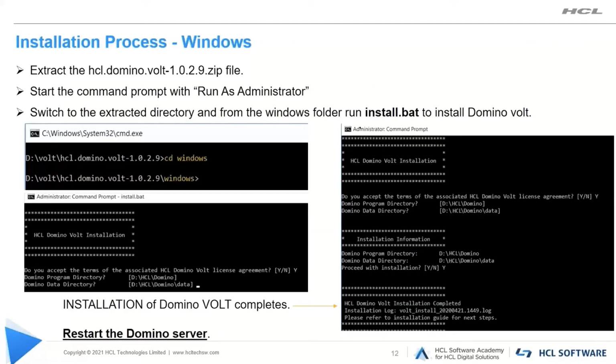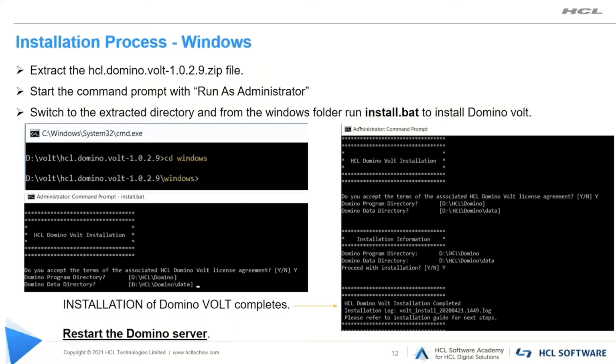Now we will cover the installation of Domino Vault on Windows, Linux, and Docker container. We assume that the Domino Vault installer is already downloaded and extracted on the Domino server machine. For Windows installation of Domino Vault, just open a command prompt using an administrator account on the Windows server. Navigate to the Domino Vault installer extracted folder and run install.bat.